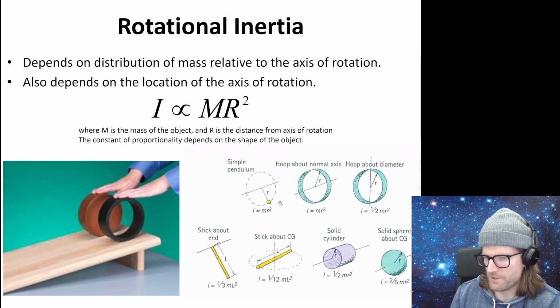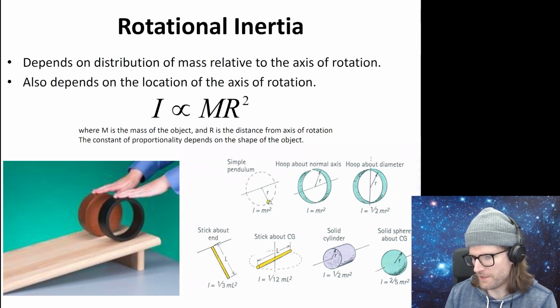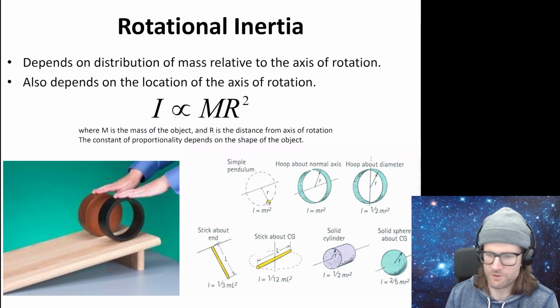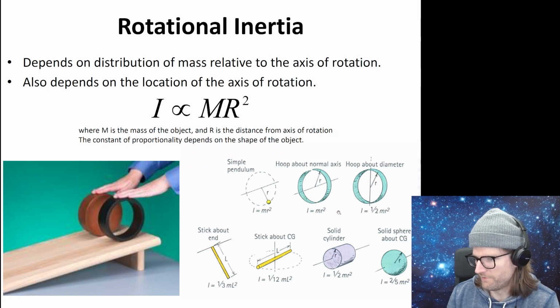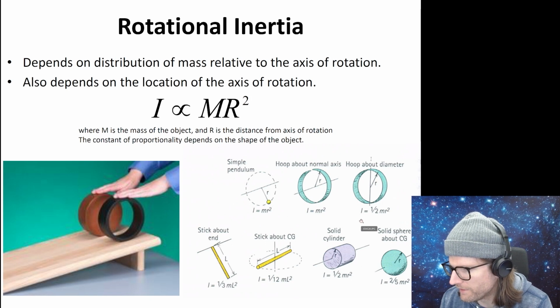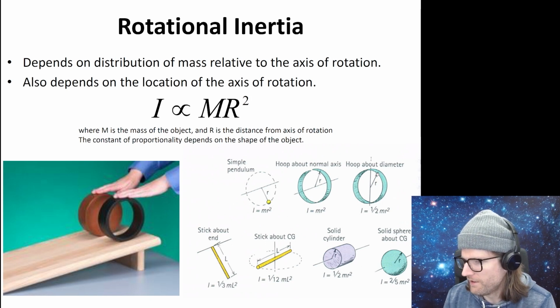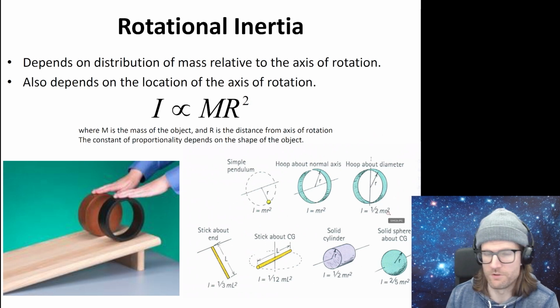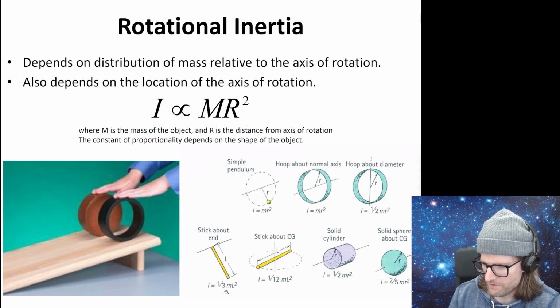Okay, let's look at some objects here. A simple pendulum that's going in a circle, or maybe going back and forth, that's mr squared, the mass of the object times the radius of the string. For a hoop, it's mr squared. For a hoop about a diameter, so it's rotating around this point up here, going all the way around in these big loops, it's 1/2 mr squared. A stick around the end, 1/3 mr squared.